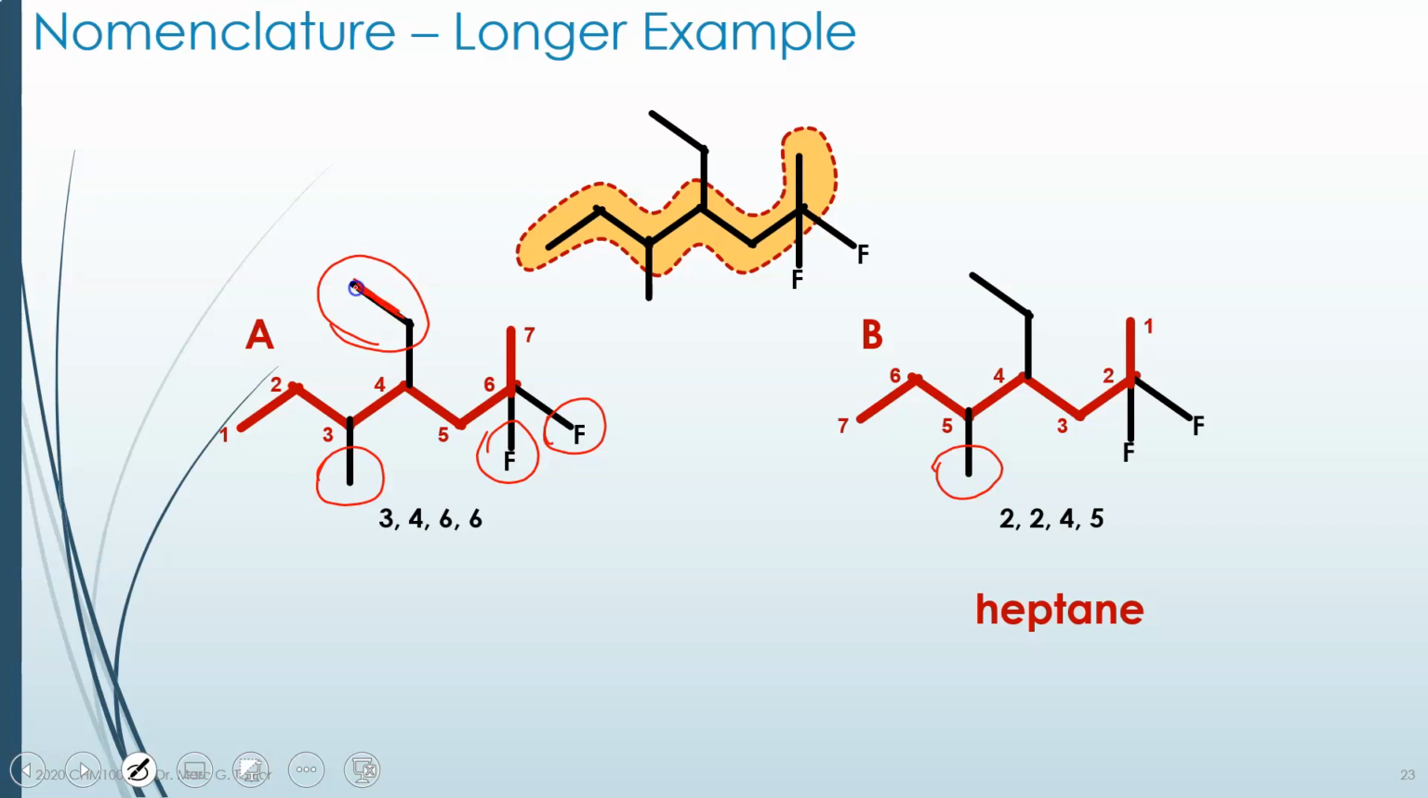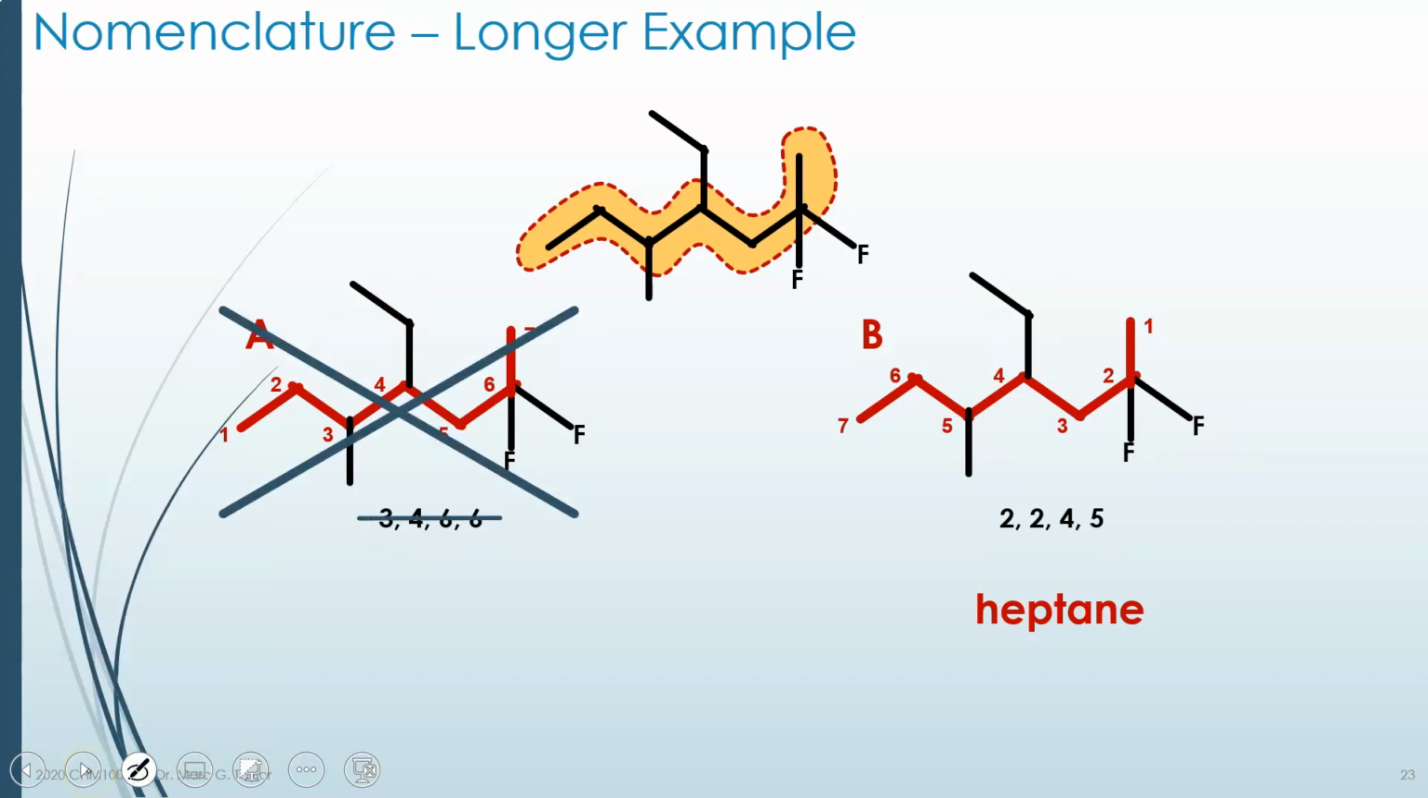In this case, I'm circling a bond because this substituent has two carbons, one here and one here. So I've got another substituent here, I've got one here, I've got one here. And if I number where they're attached on the main chain, this one has substituents, and it doesn't matter which one they are: 2, 2, 4, and 5 are where things are attached. But this one is 3, 4, 6, and 6 is where they're attached. Well, you always go with the lower number. 2245 is less than 3466.